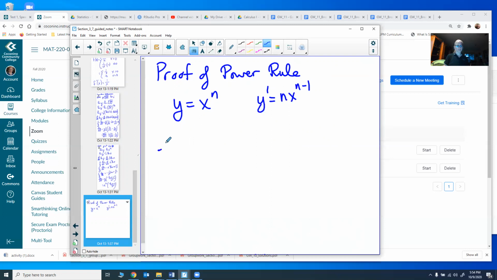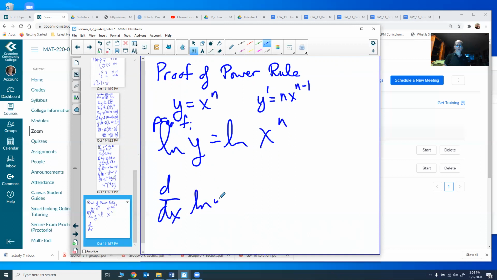Again, what I'm going to do is take the natural log of both sides of the equation and see what I get. Okay. I know what the derivative already is, but I want to prove it. So we're going to write the word proof here, so we know we're doing the proof. So I took the natural log of both sides, and then I'm going to take the derivative of both sides. But remember, when I take the natural log of x to the n, I can bring that n out in front. So I'm going to bring that n out in front. So I have n times the natural log of x.